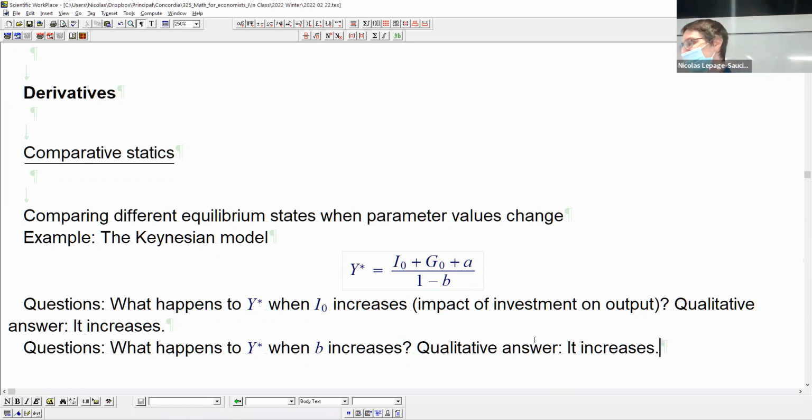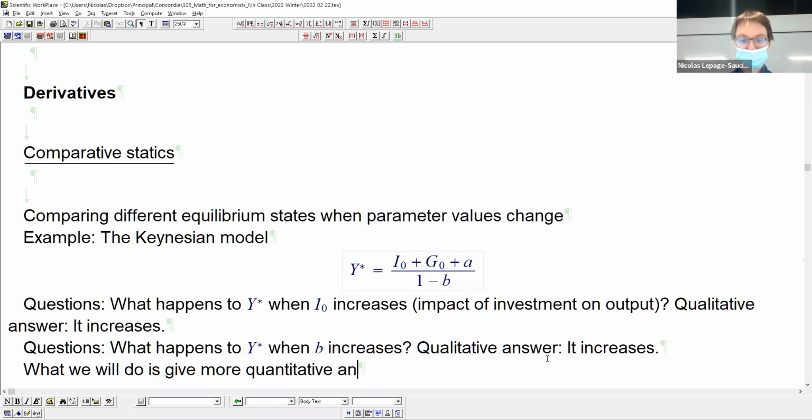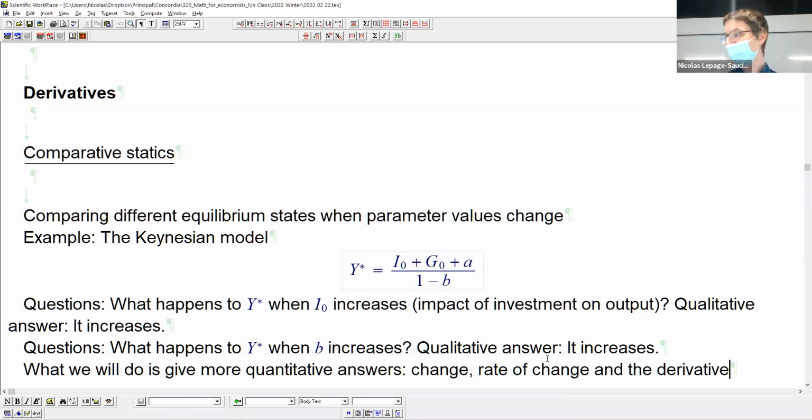But then what we may want to do is go further than that. What is the quantitative answer? Such as the change, the rate of change, and the derivative. So this is where we're going.